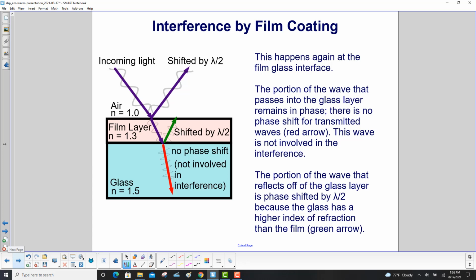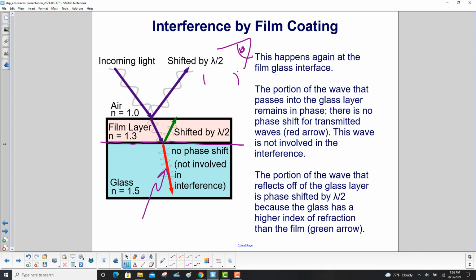This happens again at the film glass interface. That's this right here. The portion of the wave that passes into the glass layer remains in phase. There is no phase shift for transmitted waves. However, this wave is not involved in interference because it's not going to come back up here. And this is where the other person is observing what's going on.